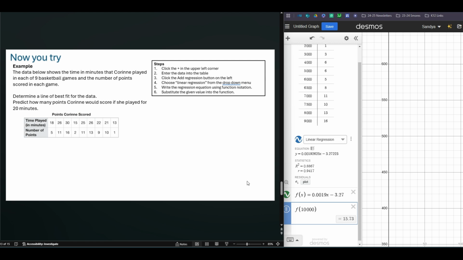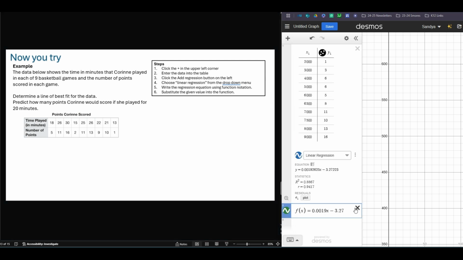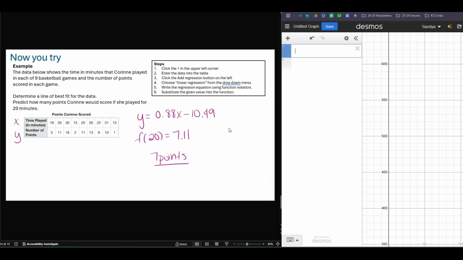So now you can go ahead and pause the video and try doing this example on your own. So here, Corinne is collecting data based on the amount of time she plays in basketball games and the number of points that she scored. What's different here is my table is actually horizontal. But keep in mind that whatever your input value is, in this case your time played, that's going to be your x, and the output is going to be y. So when we type this in Desmos, we kind of have to turn this table sideways, but it's okay. You can go ahead and do that. Just keep the x values all in the left column and the y values all in the right column.